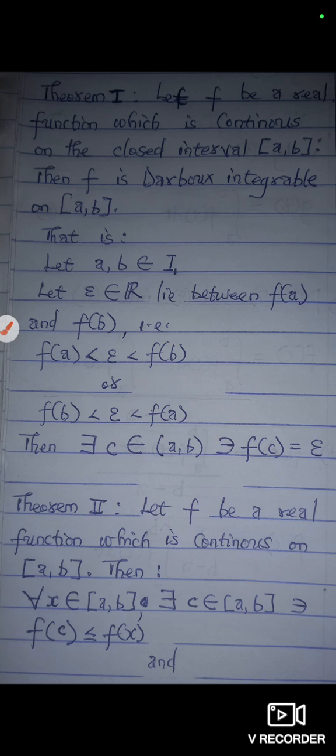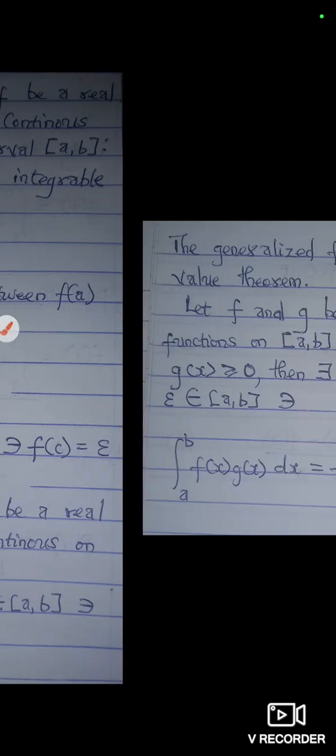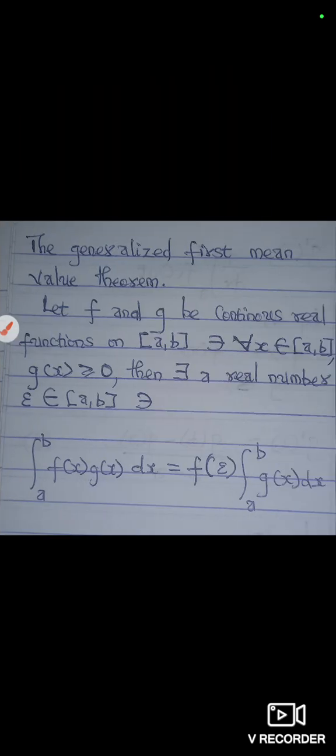Now let's look at theorem 1. F is a real function which is continuous. I told you about continuity. The fact that f is continuous in the statement of the generalized first mean value theorem, where they say let f and g be continuous functions, means that f is Darboux integrable.